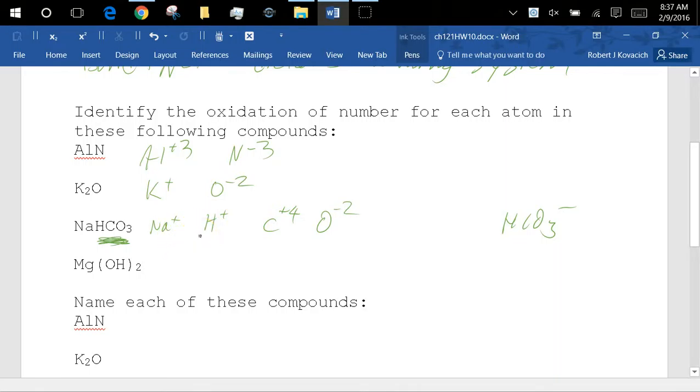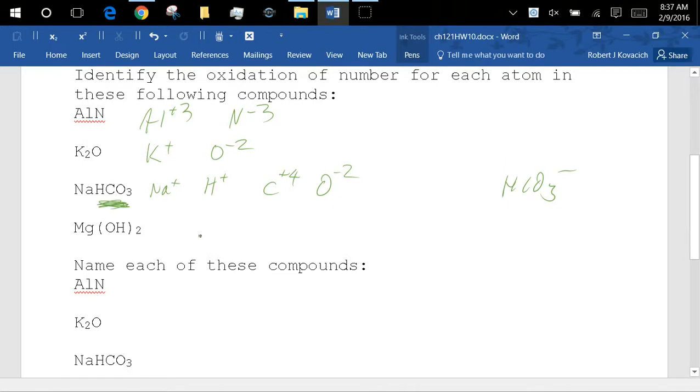All right, next one. Should you do the parentheses first? This is asking about atoms' oxidation numbers, so I don't care about the parentheses. The OH is -1, but there's 2 of them. I asked you about the atoms, though. Oh. Uh-huh.